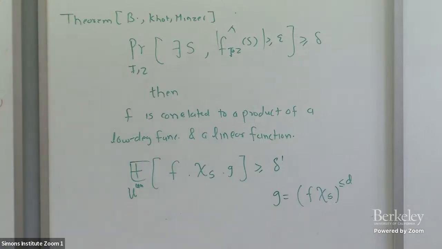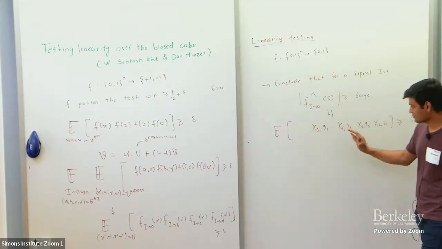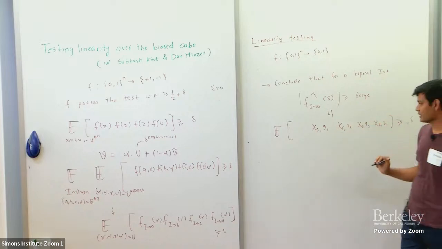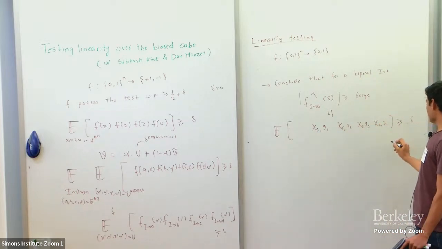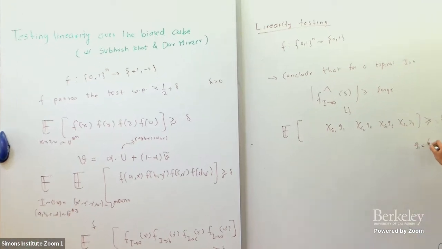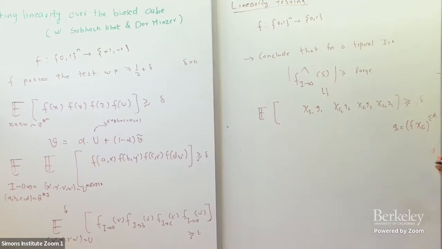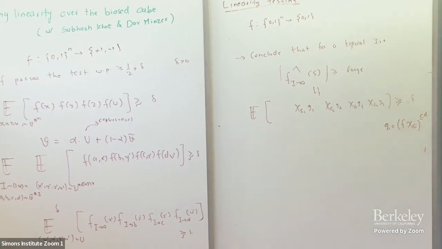Okay. So each of these functions is correlated to a product of low degree and linear. So we just moved from this to that. Again, I'm just hiding something. I mean, you need to do something to conclude this thing, but let's say that can be done. And we also use the fact that g_i is really f times chi_{S_i} and the low degree part of that. That's what the theorem gives. It also gives you a structure on the low degree part.